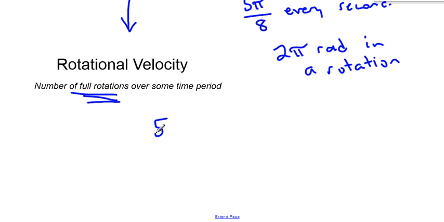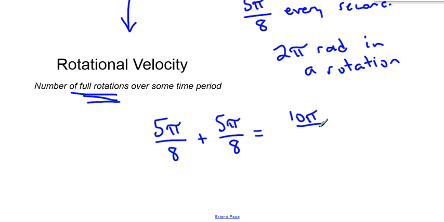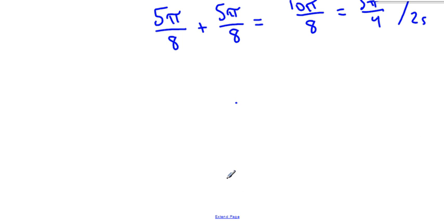Well, actually, let's think this through. So if I have 5 pi over 8, that's 1 second. Let's look at what happens in the next second. In the next second, so in 2 seconds, I'll go 10 pi over 8, and 10 pi over 8 reduces to 5 pi over 4. So I'm not at a full circle yet. So now let's look at 3 seconds.